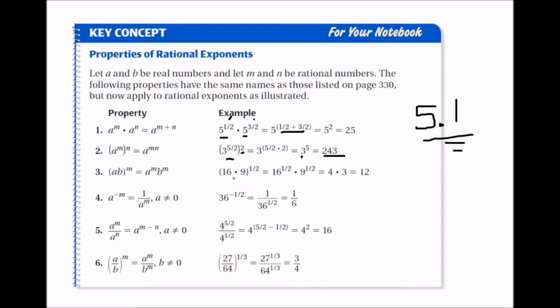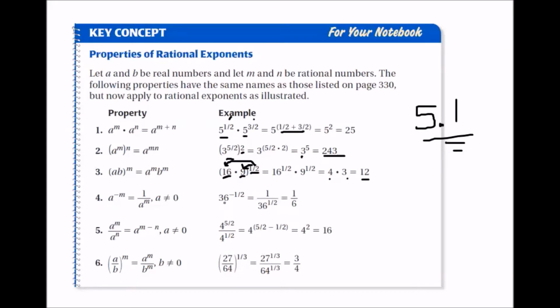In number 3, if you have two numbers being multiplied together that aren't the same, and they're being taken to an exponent, you can distribute that into both of them. You multiply it into both of them. So what that means is 16 to the 1/2 times 9 to the 1/2. Remember, to the 1/2 power is the square root, so square root of 16 times the square root of 9, 4 times 3 equals 12.